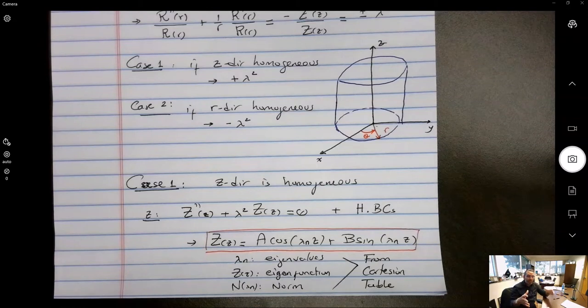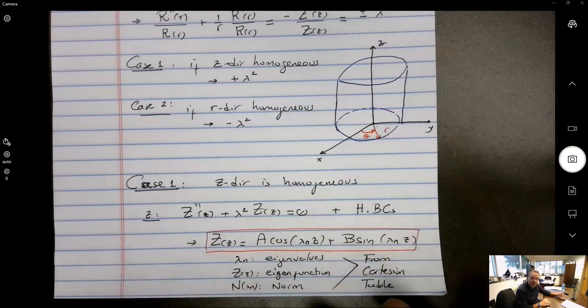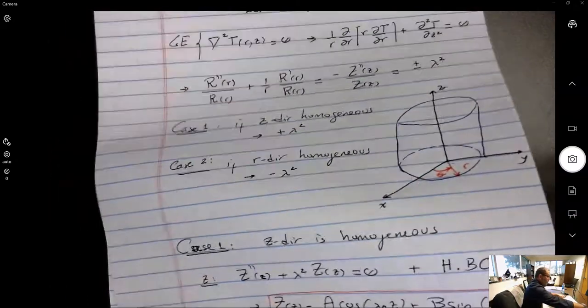We have 9 possible combinations of boundary condition types, both homogeneous on both sides. Then we can deduce which one of either the cosine, the sine, or combination of the two survive. What are the eigenvalues? And what is the norm? Basically, the integral of the square of the eigenfunction over the domain.